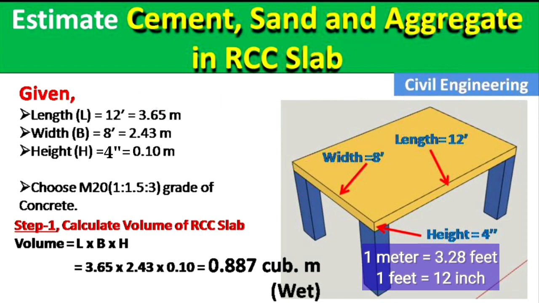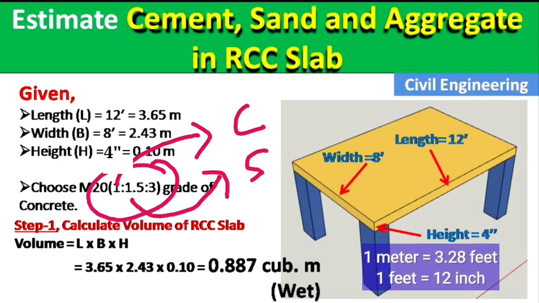Okay, so you can convert feet into meters with the help of this conversion unit. The width is 8 feet, and 8 feet equals 2.43 meters, and the height is 4 inch, and 4 inch equals 0.10 meter. Now guys, I am taking the grade of concrete as M20, whose ratio is 1 is to 1.5 is to 3. Let me tell you in short that 1 is the part of cement, 1.5 is the part of sand, and 3 is the part of aggregate.